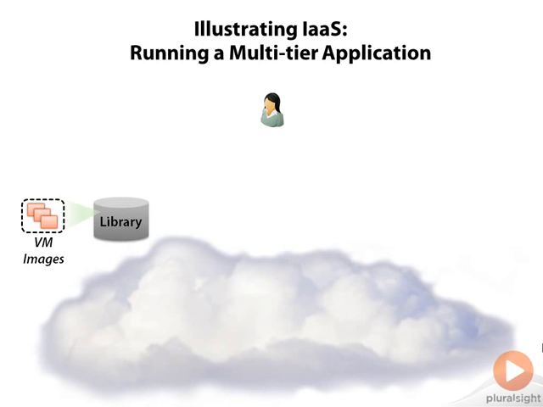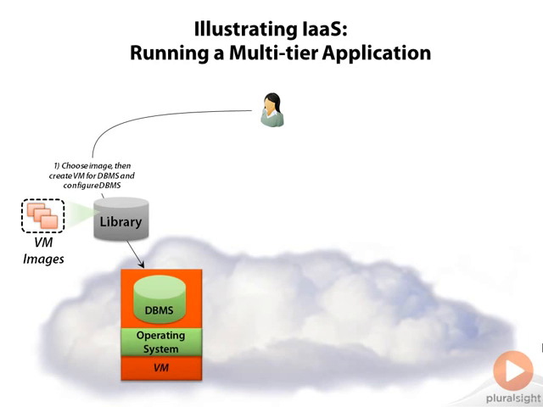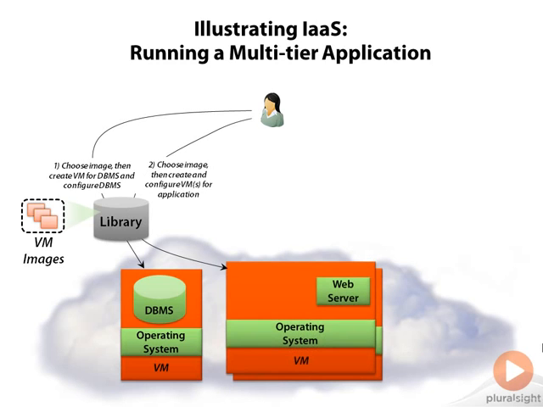Suppose that this developer wants to deploy a multi-tier application on a cloud platform using IaaS. She's presented with a library of VM images, and so she chooses one of those images and creates a virtual machine for her application's database. Very likely, that VM image has in it the actual database she wants to use, the DBMS, SQL Server, MySQL, whatever. She then chooses a VM image and creates VMs for her application.